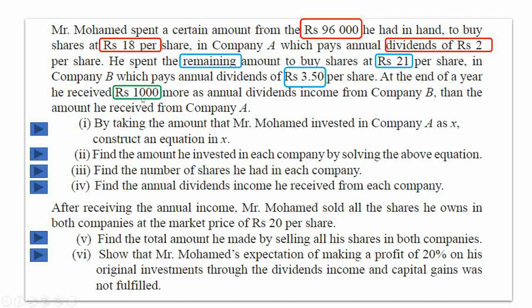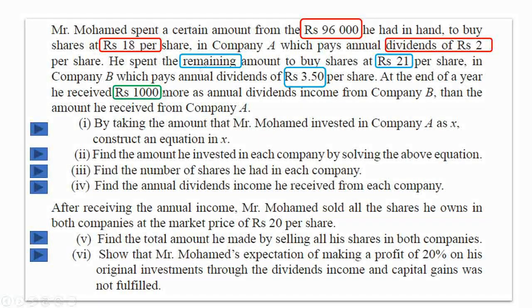Now you can see here, at the end of the year he received 1000 more as annual dividend income from company B than the amount he received from company A. Taking the amount Mr. Muhammad invested in company A as X, construct the equation.